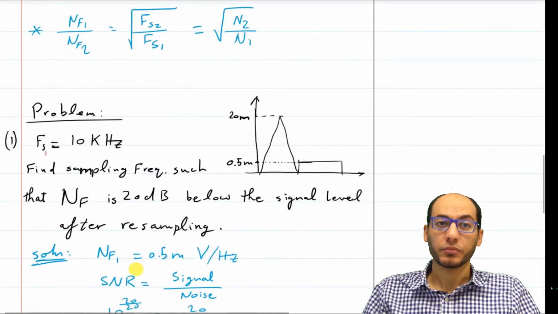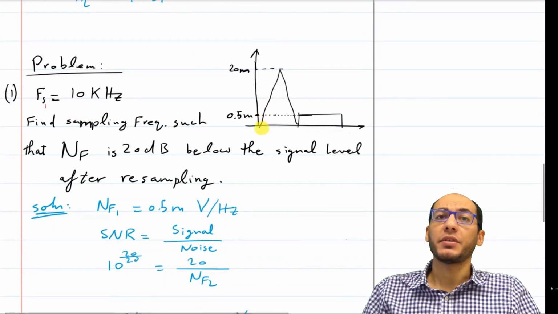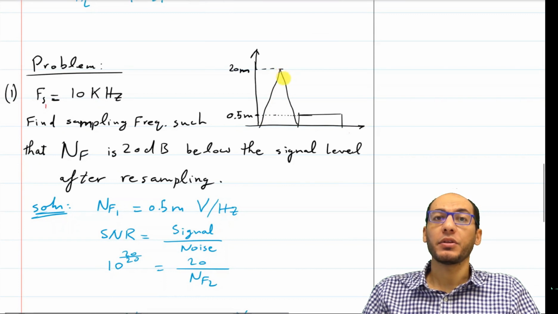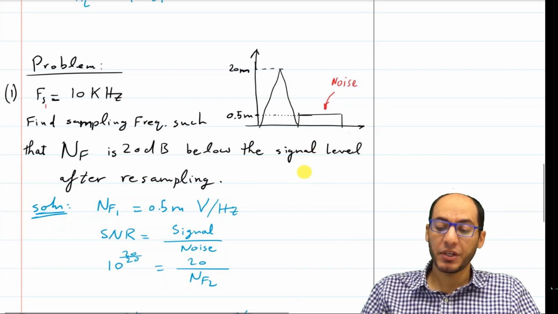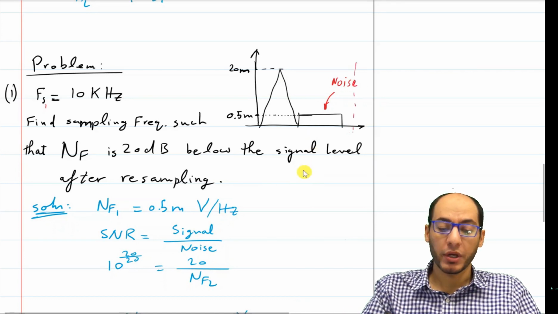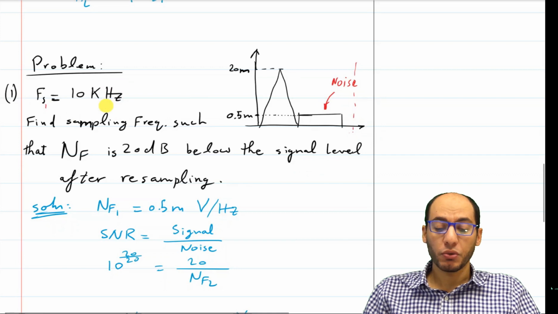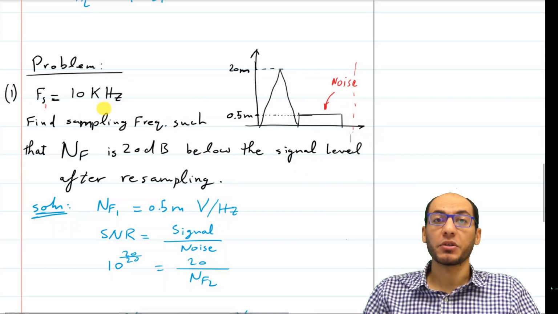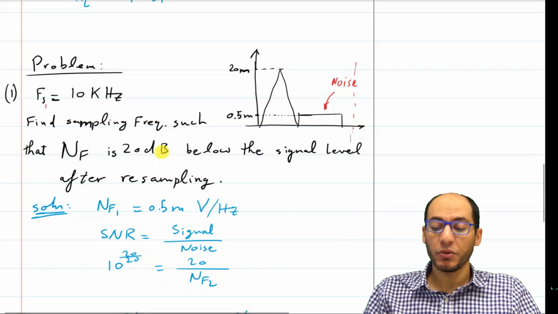Okay? So let's take an example. If you are given 10 kilohertz of sampling frequency and the signal that you have is 20 millivolts per hertz, that's the maximum amplitude of the signal, and the noise level is equal to 0.5 millivolts per hertz. That's the noise. Okay? And it is a discrete system. Why? Because the problem tells that FS1, the sampling frequency, is 10 kilohertz. So I'd like to find the minimum frequency that I could attain that keeps the noise floor 20 dBs below the signal level.